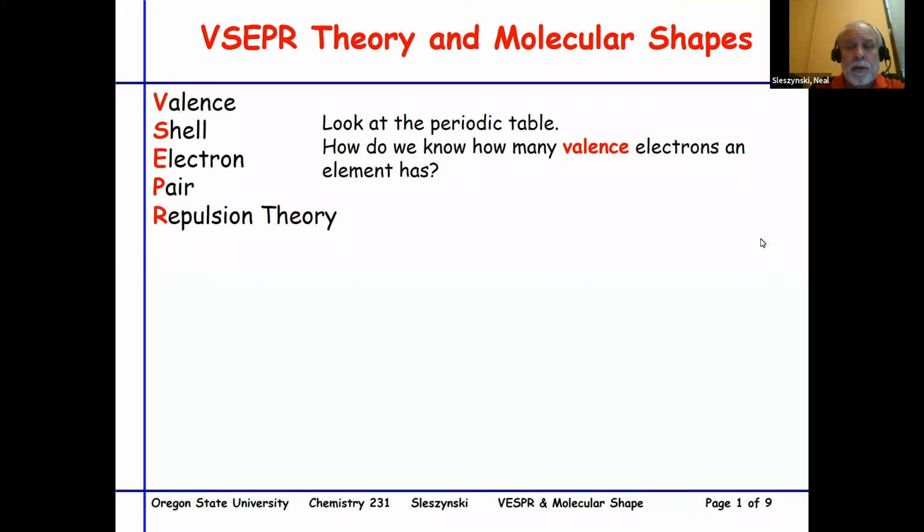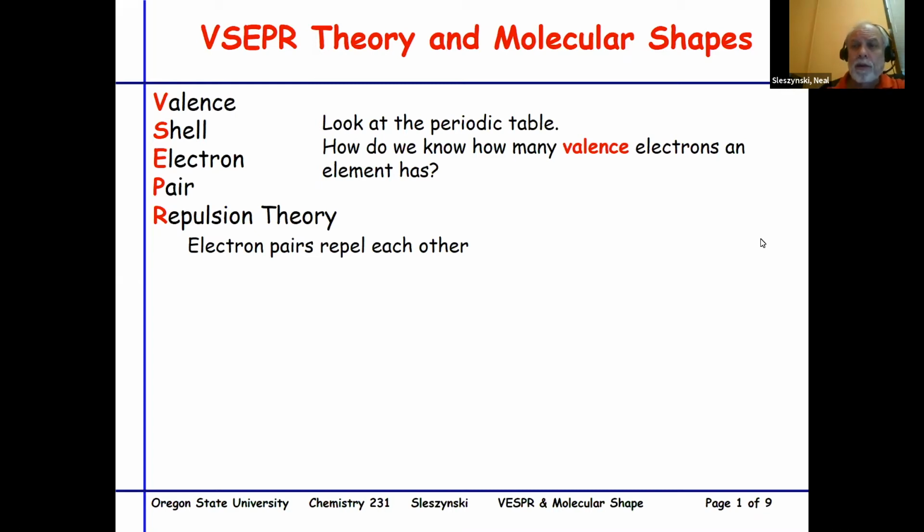an element has? Well, if you remember our tutorials about how the periodic table is organized, you realize that the group number is what determines the number of valence electrons each of the elements has. Well, VSEPR theory relies on the fact that electron pairs repel each other.